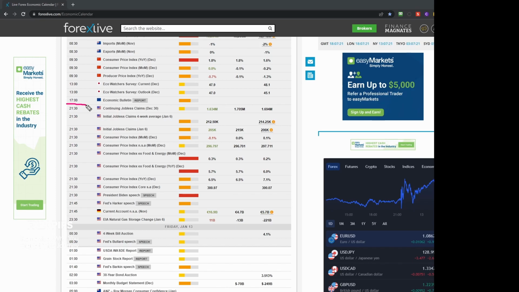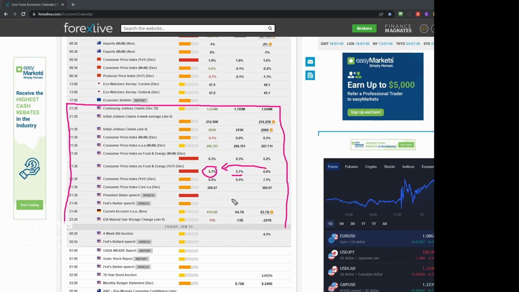So the US news came out. The CPI was lower, as expected. It's lower from the previous one. It drops from 6 to 5.7%. So there is a sort of cooling down of the US inflation.